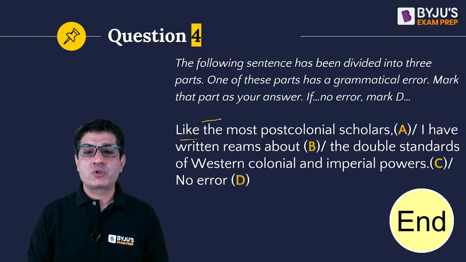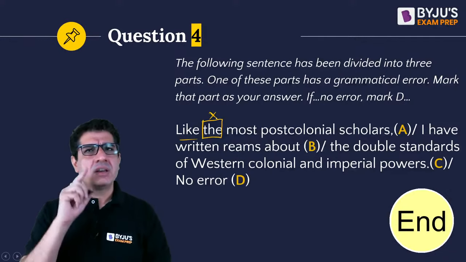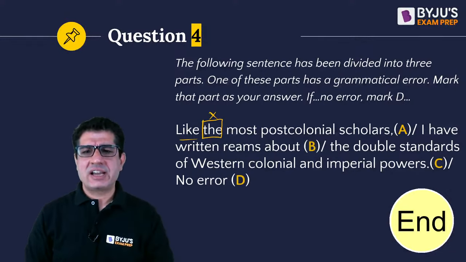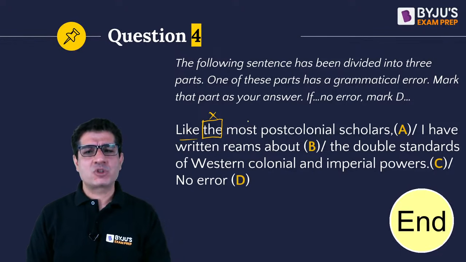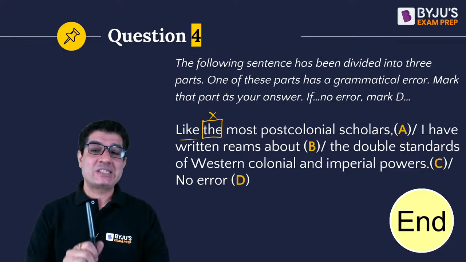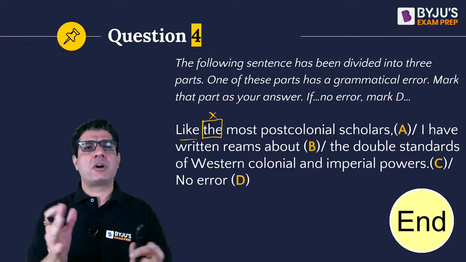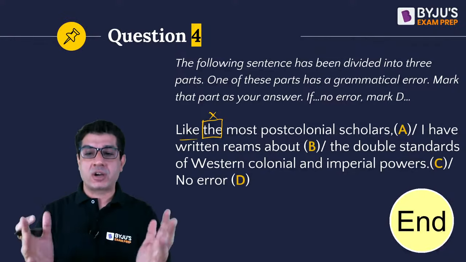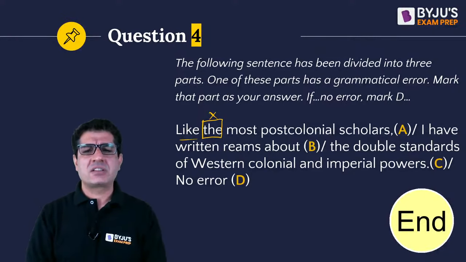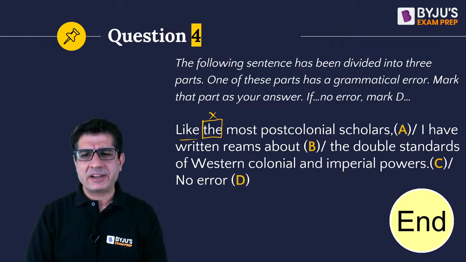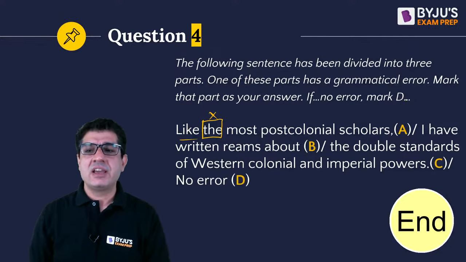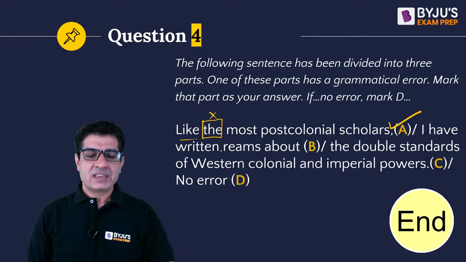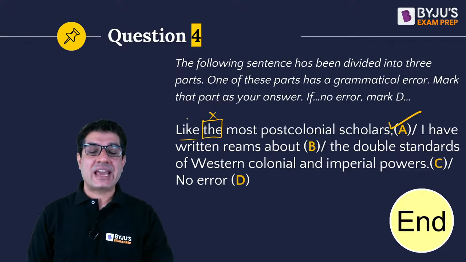you are not supposed to use the. So what do we say? Like my ancestors, I have also been a very hardy and focused individual. So you don't say like the most post-colonial scholars, you'd say like most post-colonial scholars. So we basically needed to remove the. I have written reams about. Writing reams about means that you've written a lot about what? The double standards of Western colonial and imperial powers. And that's absolutely right. Everything else is fine about it except that the in part A, and that is why that should be our answer. And with that, let me take you over to the next question.